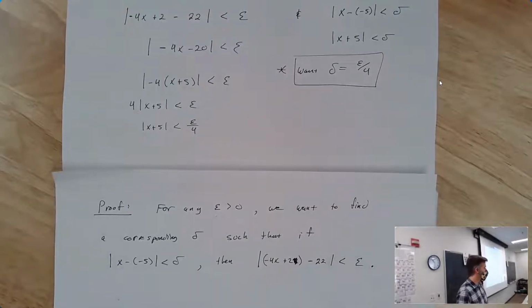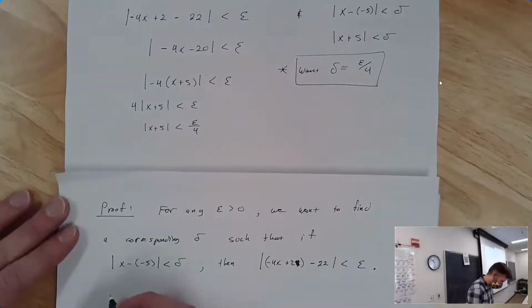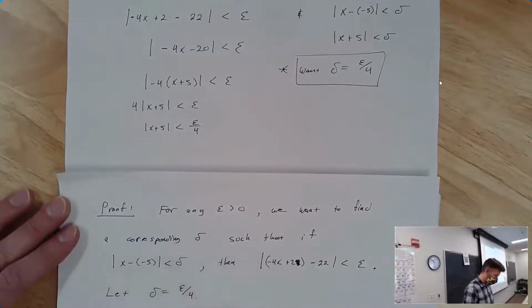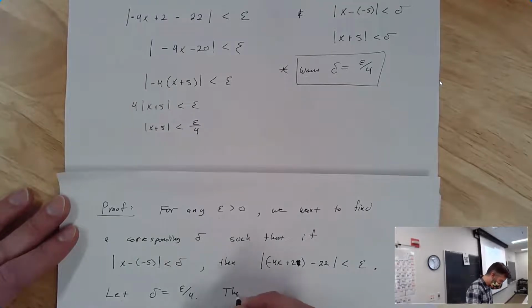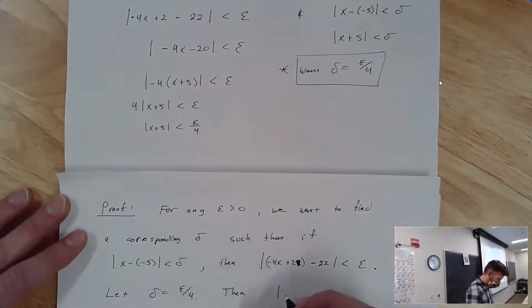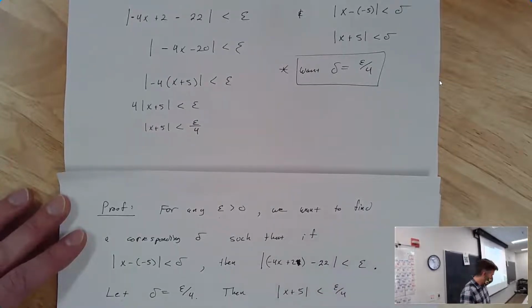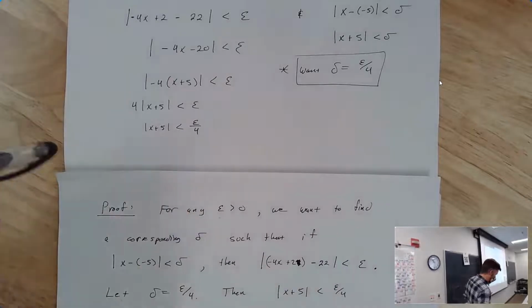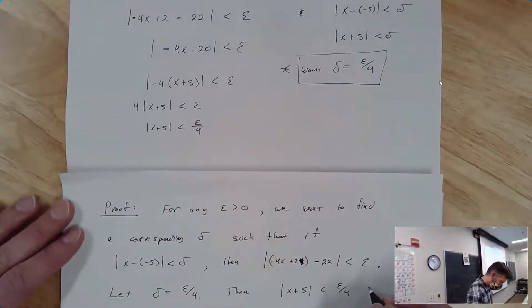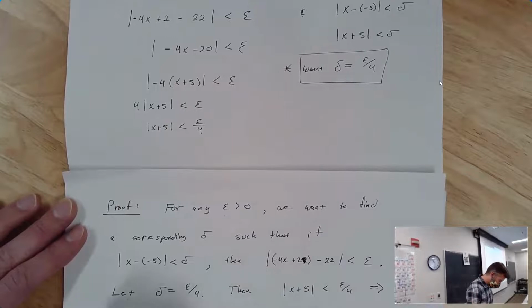Tell them what you're going to tell them: here's what we want to do, we want to prove this thing. Now, here's the proof. Let delta equal epsilon over 4. Then it is true that the absolute value of x plus 5 less than epsilon over 4 implies that the absolute value of negative 4x plus 2 minus 22 is less than epsilon.